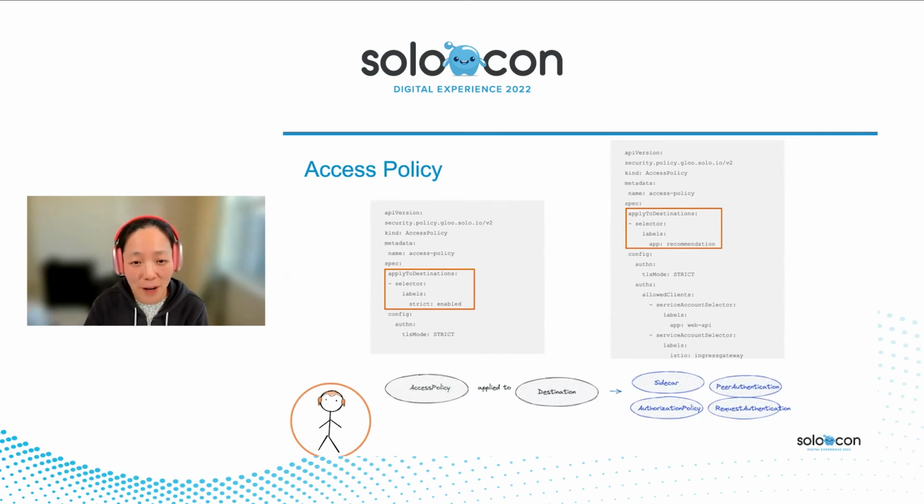The other example on the right side applies an access policy to the destination with app equals recommendation. And in this, we are applying not only strict mutual TLS, we're also saying it's only allowed if you are a web API or if you are the Istio Ingress Gateway as your service account.